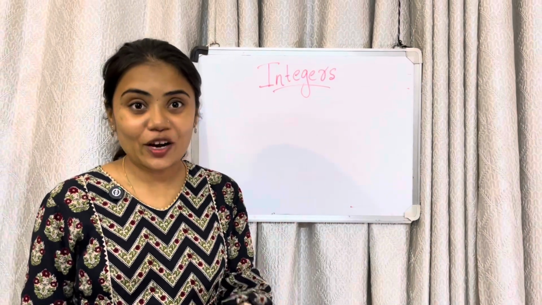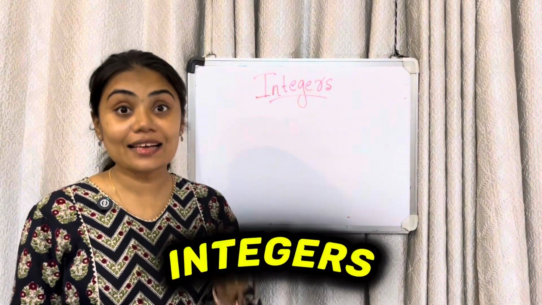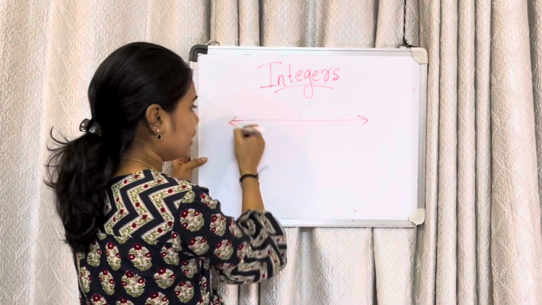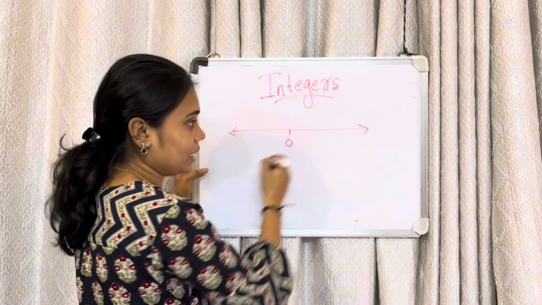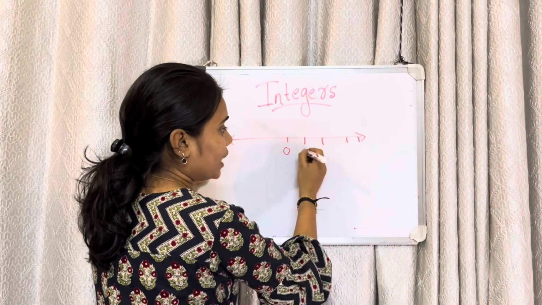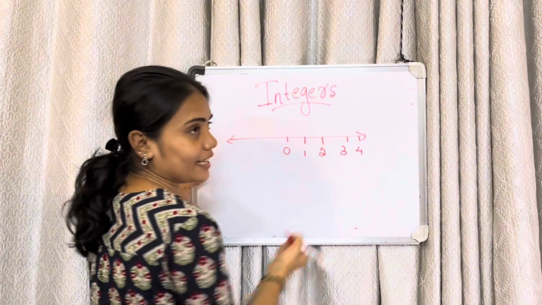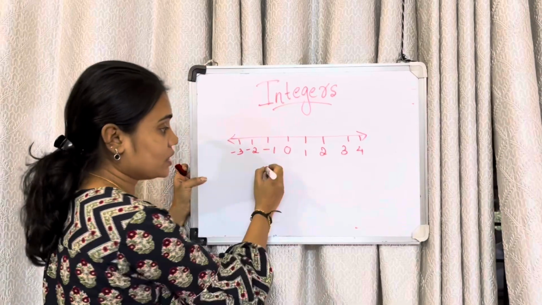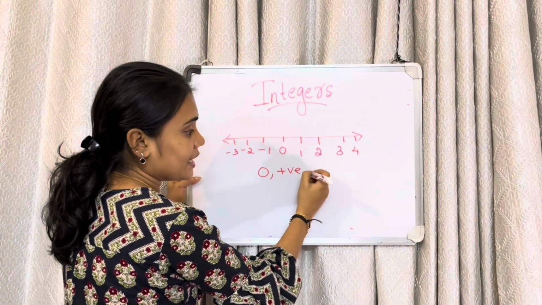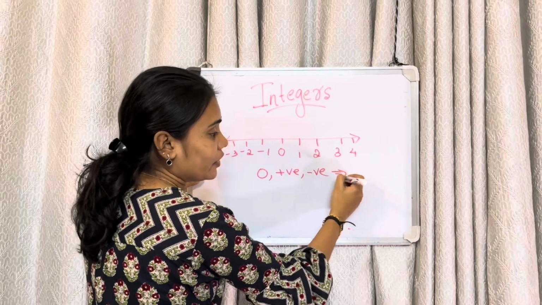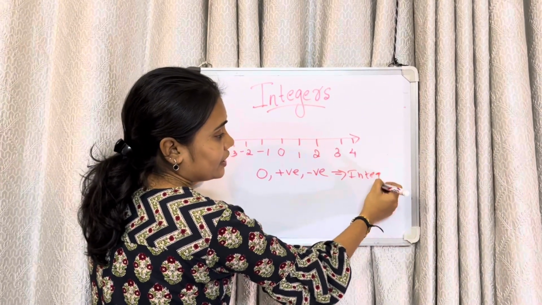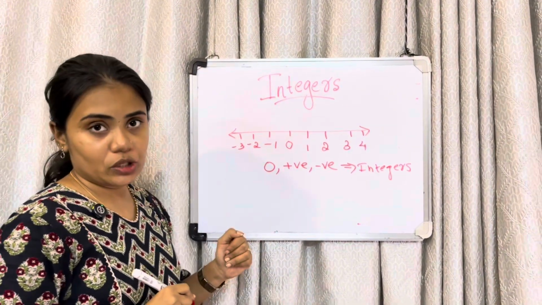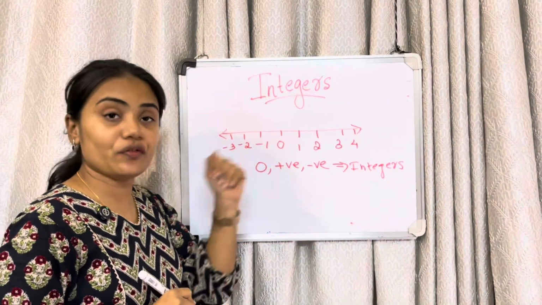Students, in today's class we are going to discuss integers, that is CBSE Class 7's first chapter. So what is an integer? I'm going to draw a number line. We know that it consists of 0, and you already know there are positive numbers on the right side. In integers there will be negative numbers also. So 0, positive numbers and negative numbers together we call integers. Then we are going to discuss the properties of integers under addition and subtraction first.